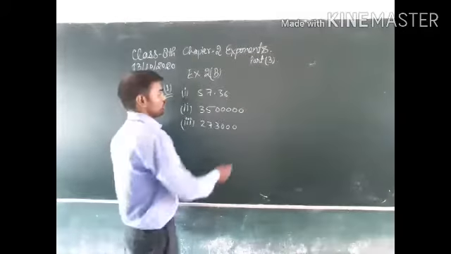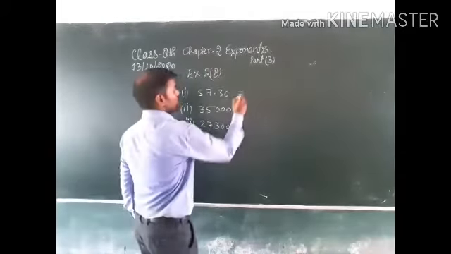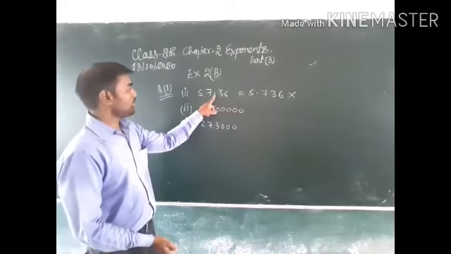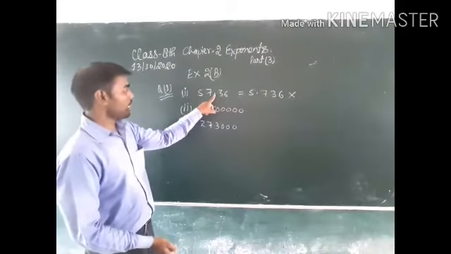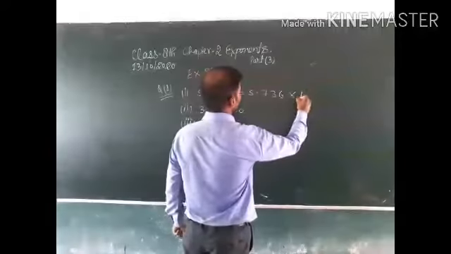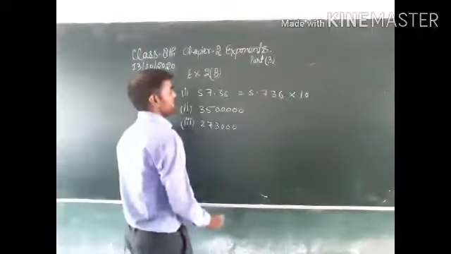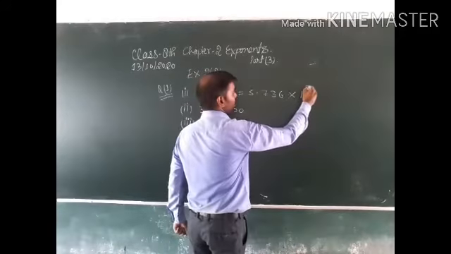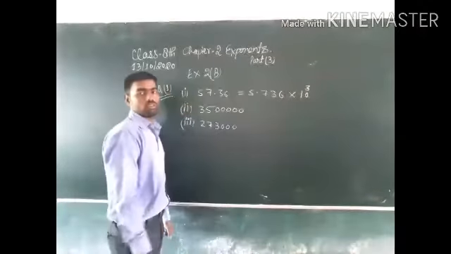So what is the procedure? First of all, we take 5.736 into, where the decimal point is placed here. 5.736 into 10 to the power, 1, 2, 3. So the value of n is equal to 3.